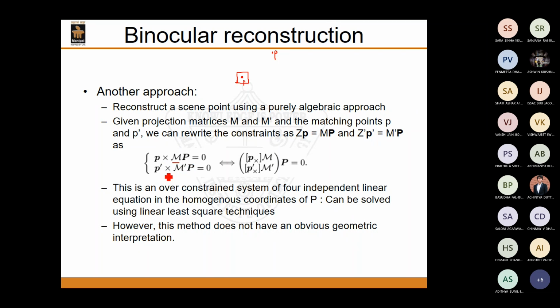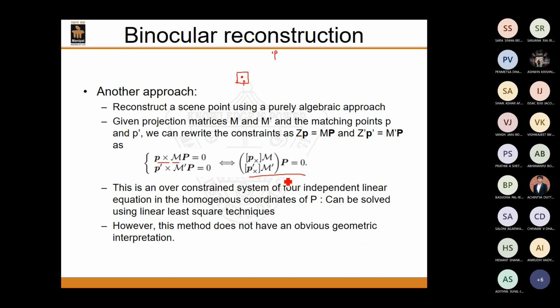Similarly, M dash is a projection matrix between p dash and capital P. So in that case, I can write p cross MP is equal to 0 and p dash cross M dash P is equal to 0. And we've already seen that this cross product can also be represented in terms of the skew symmetric matrix. That is, I can write bracket p x, which represents the skew symmetric matrix, right? So these two equations can be represented in this skew symmetric matrices form.